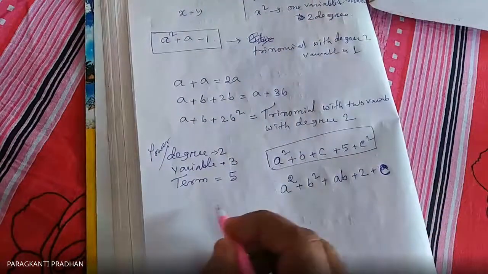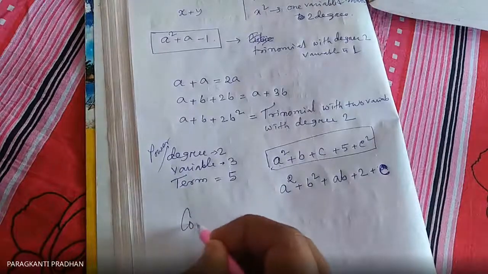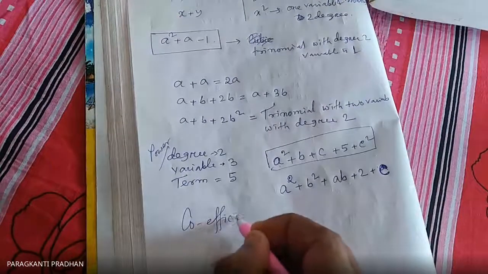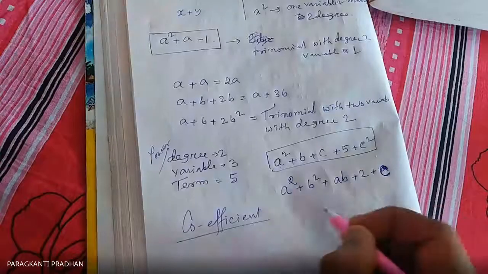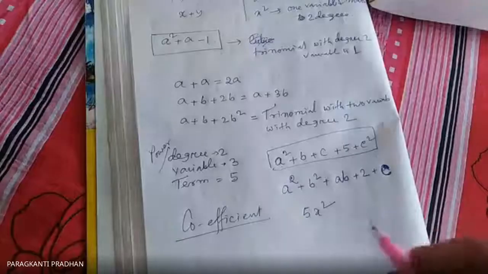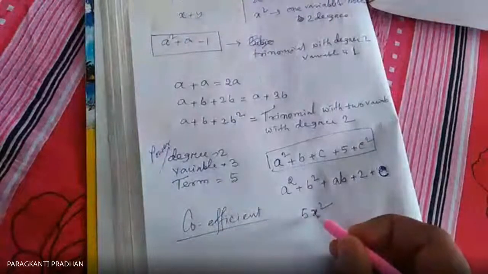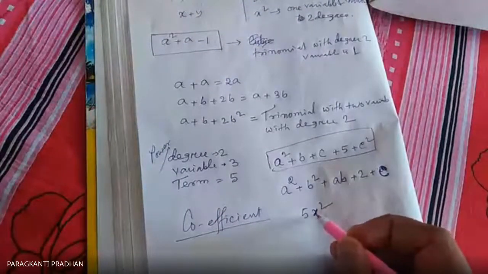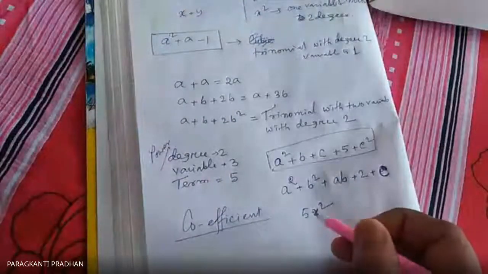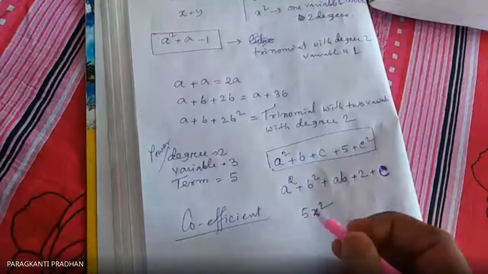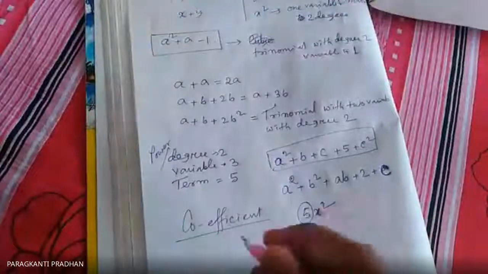Now what is the coefficient? Sir, will you please repeat? Suppose 5x square. Here x square is a variable, x is the variable and the power is 2. If my question is what is the coefficient of x square, it is equal to 5. Here 5 is the coefficient of x square.